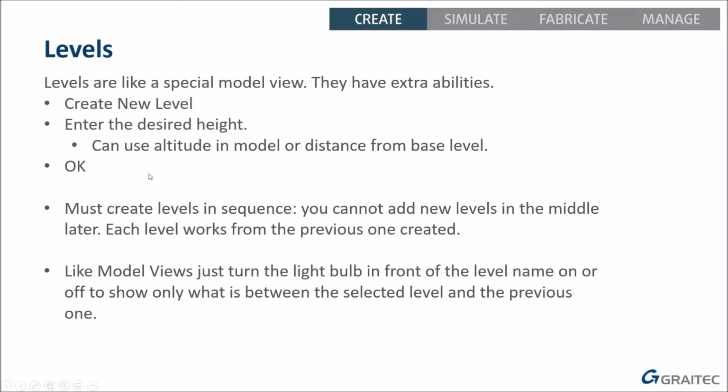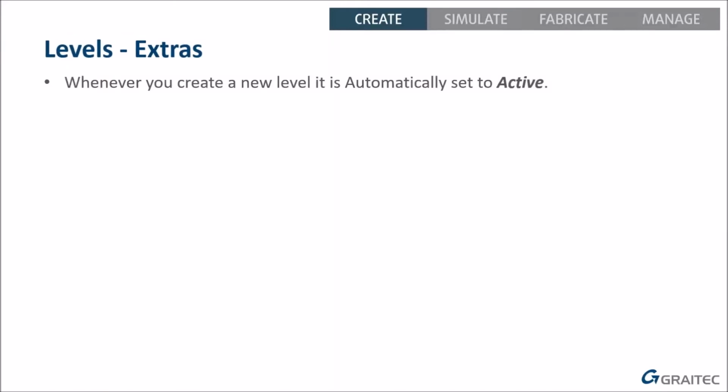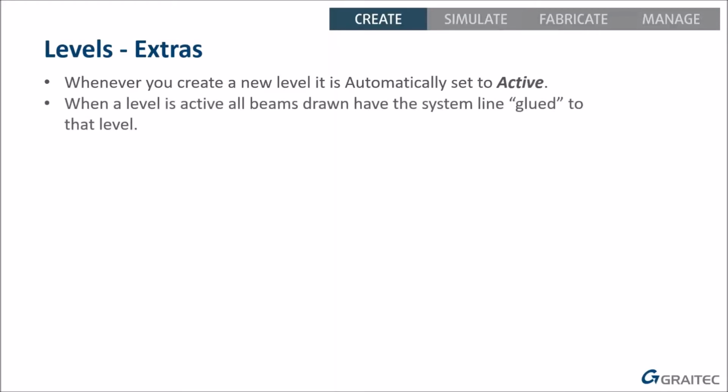But I said it could do more than a model view. Apart from being infinite in the X and Y direction, or a slightly different definition, it does actually do more. So what extra features can it do? Well, let's have a look. Whenever you create a level, every new level you create is set as active immediately. What does that mean? Well, when a level is active, all the beams you draw have the system line glued to that level. So either end of that system line, no matter what points you snap to, the Z coordinate of those points will always be changed to match that level that's active. Can't change that, can't do anything about that.